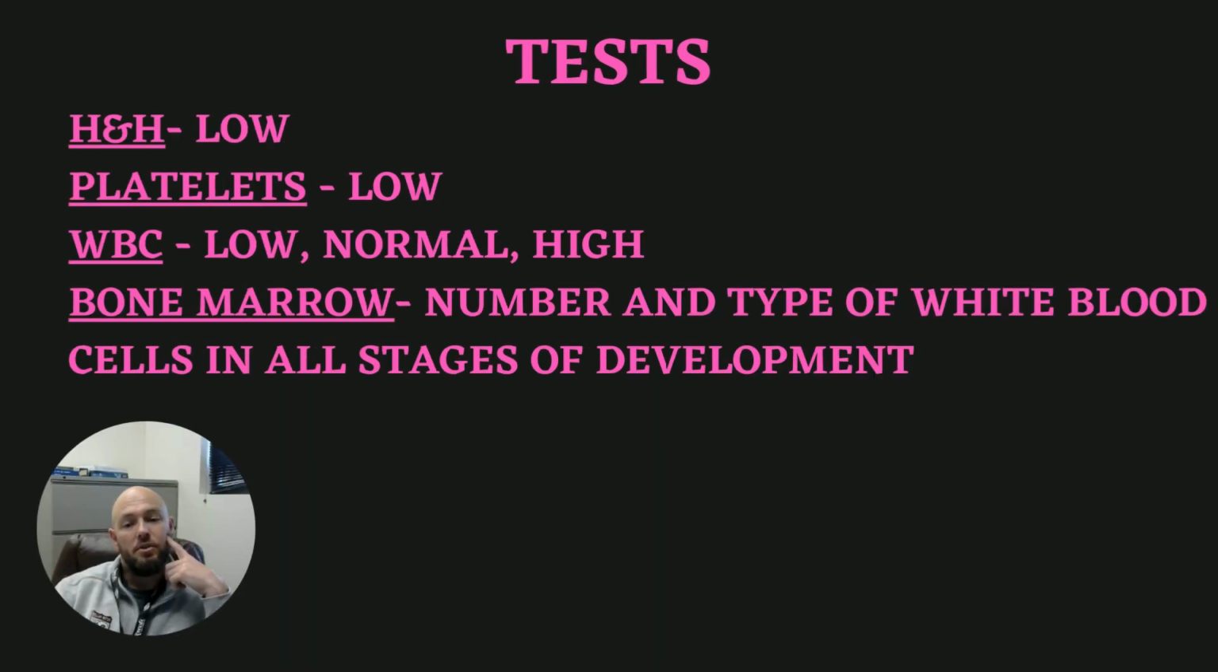The tests that we're going to do on our leukemia patient, either for maintenance, monitoring, or diagnosis, start with a complete blood count. Hemoglobin and hematocrit will be low. Platelets will be low, so clotting times like PT/INR will be elevated. White blood cell count can be low, normal, or high, but typically the white blood cells that are circulating are immature, non-functioning white blood cells.